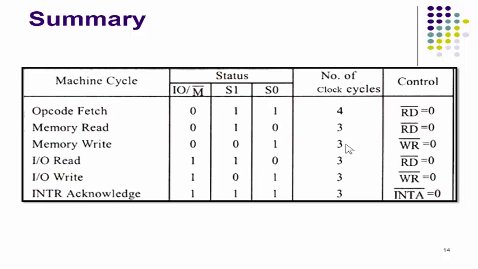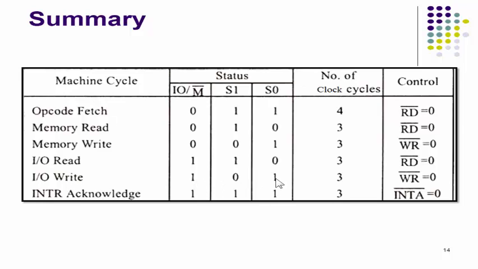Memory read machine cycle. Here IO/M bar is logic 0, S1 is 1, S0 is 0. 3 T states are required. The read bar signal equals 0. Memory write: here IO/M bar is again 0, S1 is 0, S0 is 1. 3 T states are required, and here the control signal WR bar is used to write data in the memory.